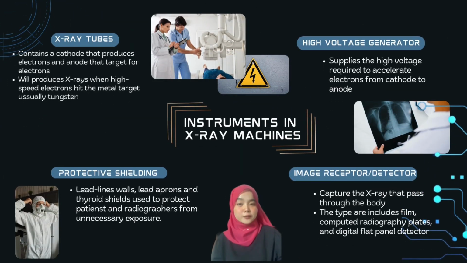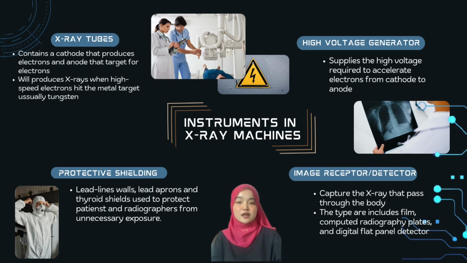Now, I will explain the main instruments used in X-ray machine. There are 4 important parts. First is the X-ray tube. It has cathode and anode. The cathode makes electrons and the anode is the target. When fast electrons hit the metal target, usually tungsten, it will produce X-ray.